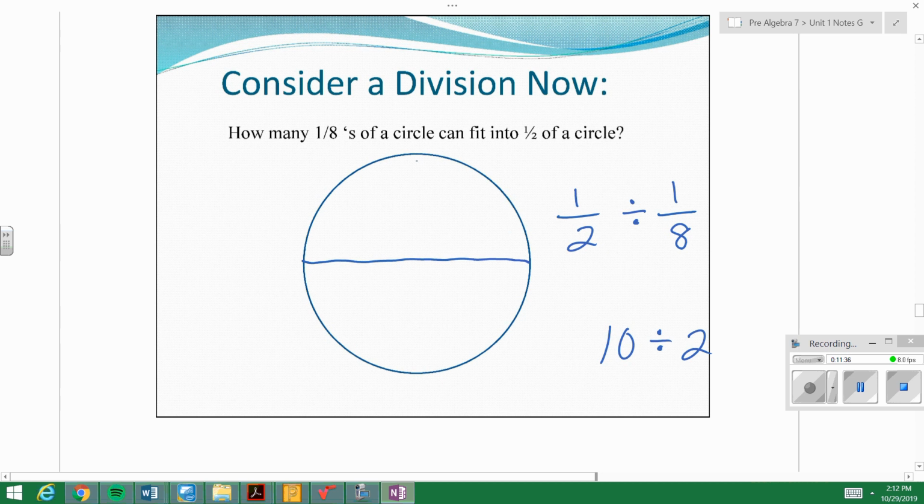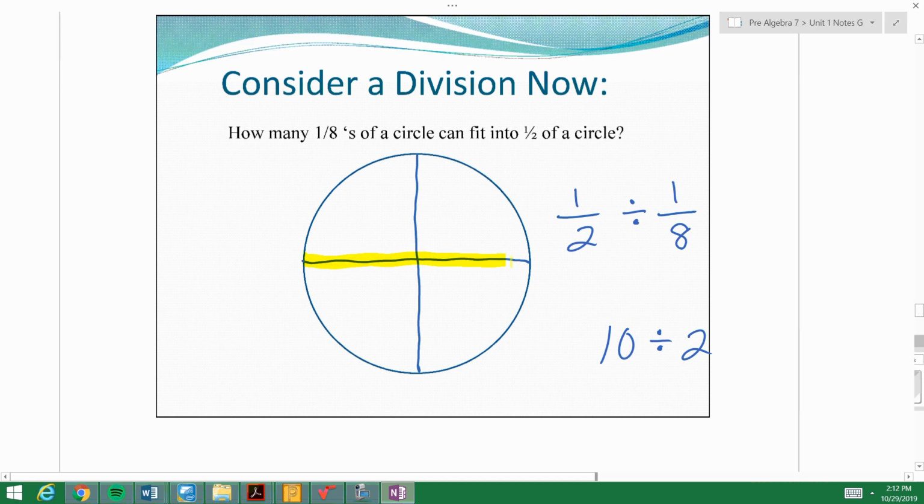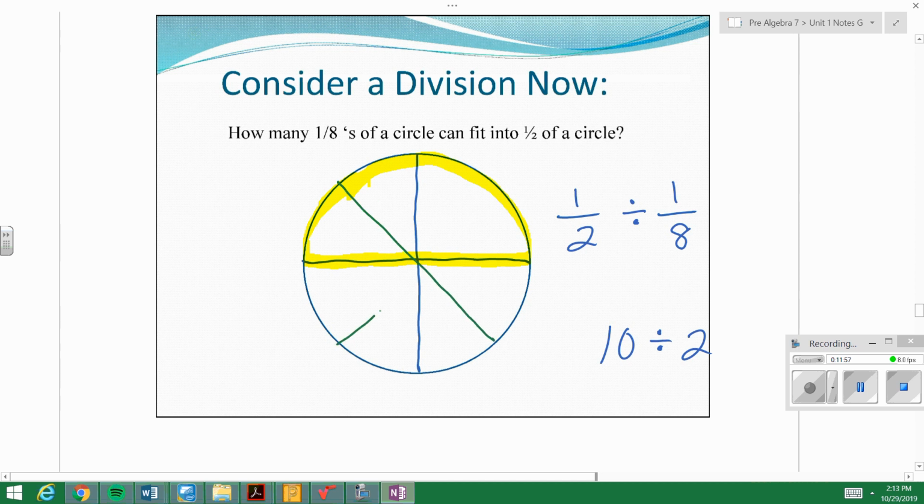There's our half, okay? Now we've split it into quarters. Let me highlight the half just to make sure we're clear on a visual aspect. There, this top of the circle is 1/2 of the circle, okay? And let's go ahead and split it into eighths and just go ahead and count them. How many eighths fit into 1/2? Okay, so 1/2 being divided by 1/8.